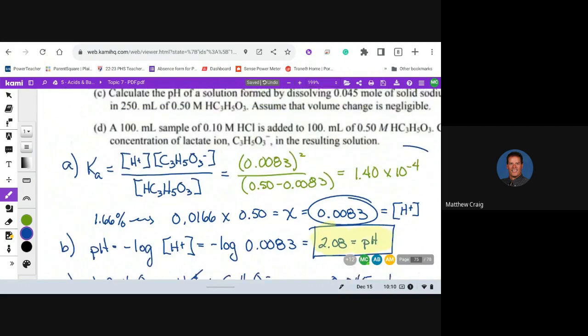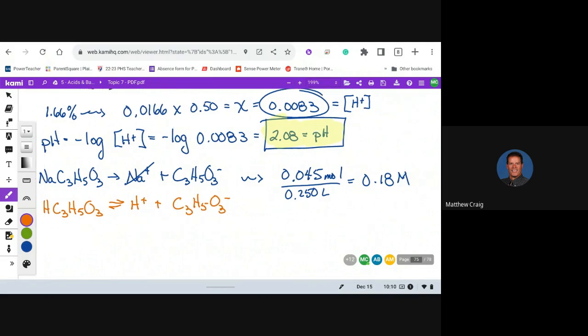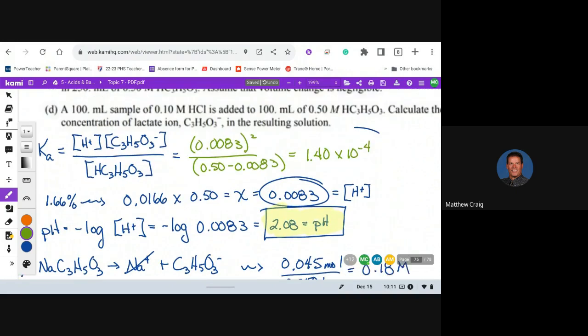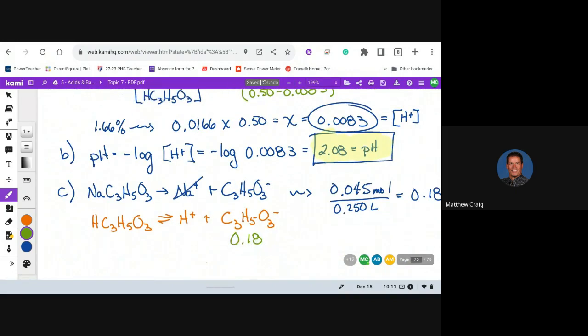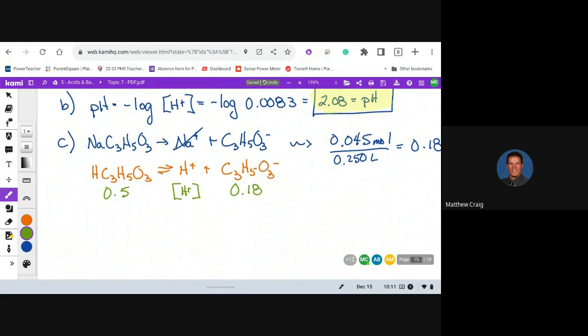So what are we looking for? pH. All right. So we have our ICE chart, which again is for organizational purposes. C3H5O3, 0.18 of that and 0.5. We'll say 0.5 since we're using the 5% rule. And we're looking for this. Can we use Henderson Hasselbalch? Yes. Let's.